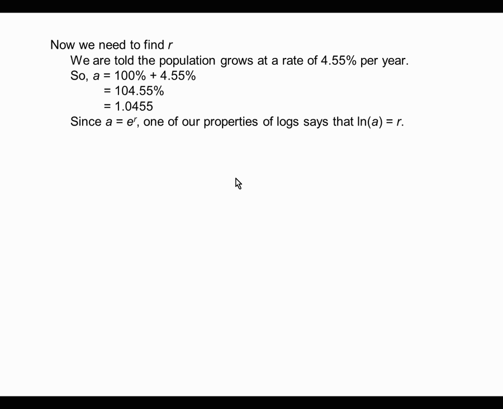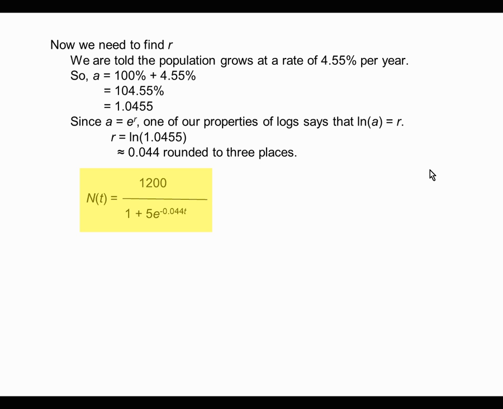Now, since A is equal to e to the r, one of our properties of the log says that the natural log of A is equal to r. Remember, when we had 10 to the t as a number, we took log. Now, since we have e, we're doing ln. So the natural log of 1.0455 is going to be our r. We get about 0.044 when we round it to 3 places. So we know K, B, and r now. So our N of t is 1200 over 1 plus 5 times e to the negative 0.044 t power.